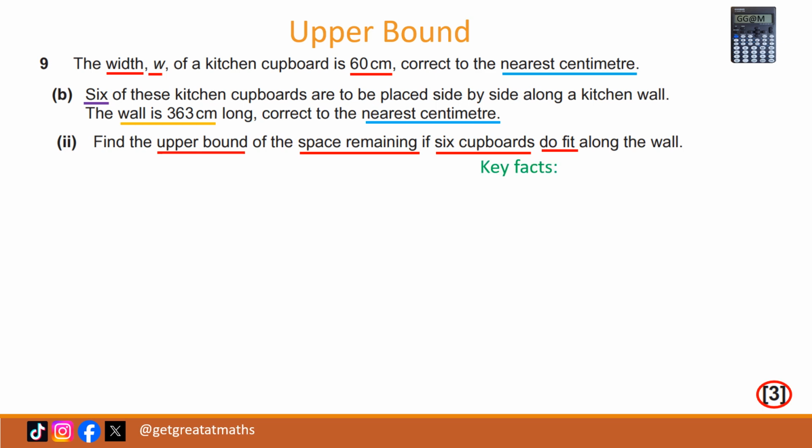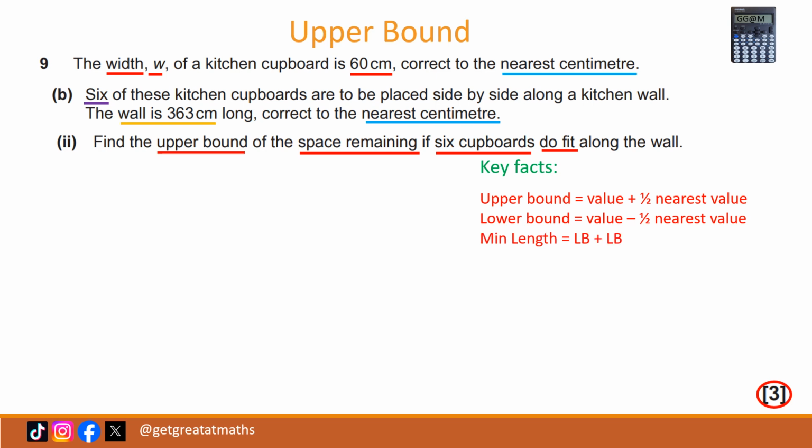Now the key parts of this question are that the upper bound is the value plus half the nearest value. The lower bound is the value take away half the nearest value. The minimum length is 2 lower bounds added together. And the maximum difference between the lengths is the upper bound take away the lower bound. We're going to need all these formulas in order to answer this question.